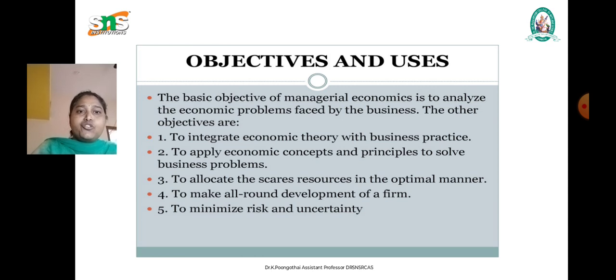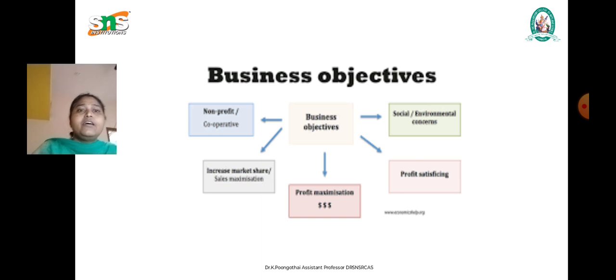The next is to minimize risk and uncertainty. We have to concentrate on maximizing profit and minimizing risk, and manage any high uncertainties that happen. So these are some of the basic objectives. Now we are going to see from the chart what the objectives are in a deeper manner. The first one is profit maximization.